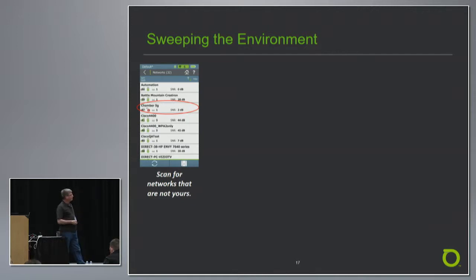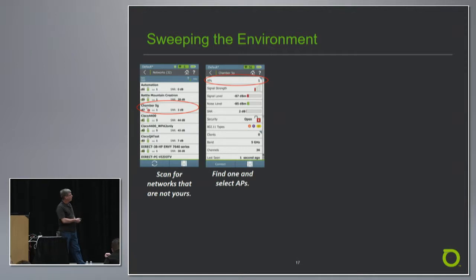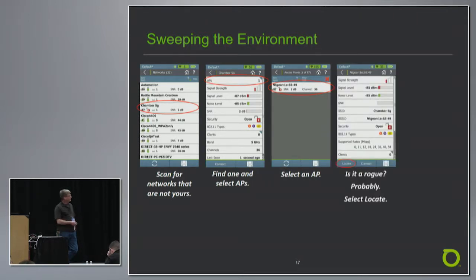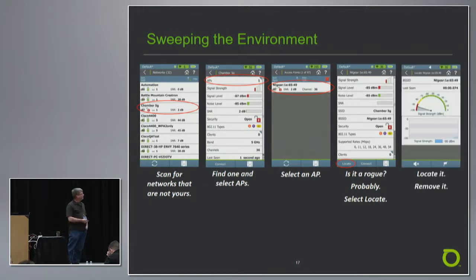And at that point you can select one, get all the details for it, select the APs, and you can see what APs are basically behind that SSID. And then you can go ahead and select that AP. Is it a rogue? Is it something that shouldn't be there? If it is, you hit locate, and you can actually go around and locate that particular access point and get rid of it.